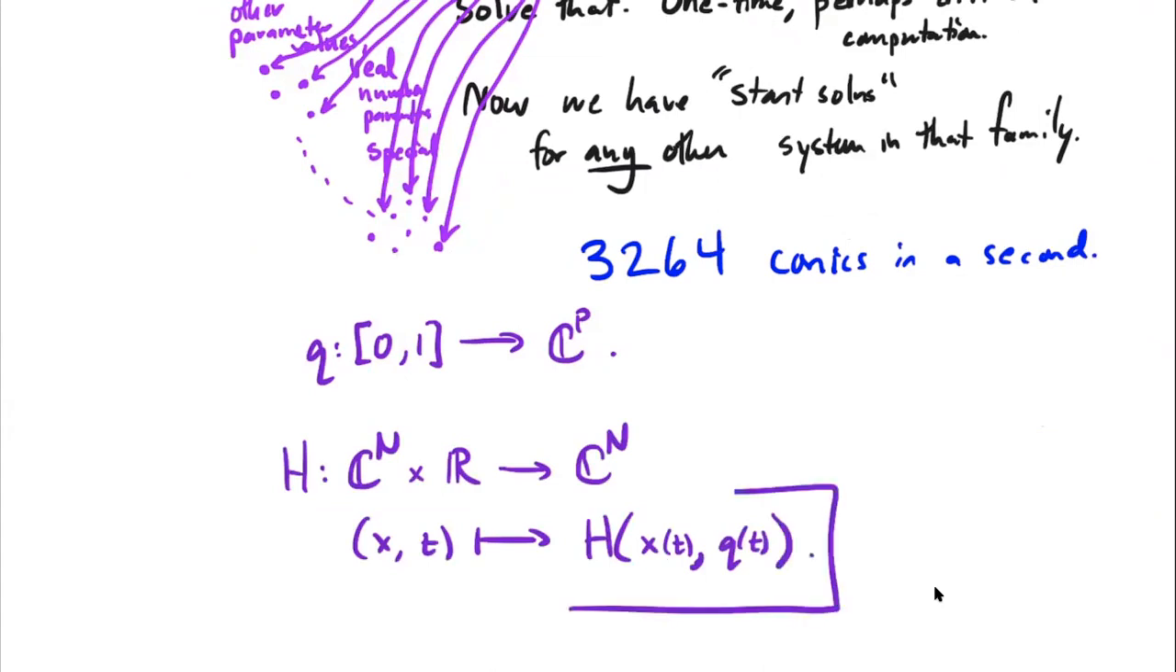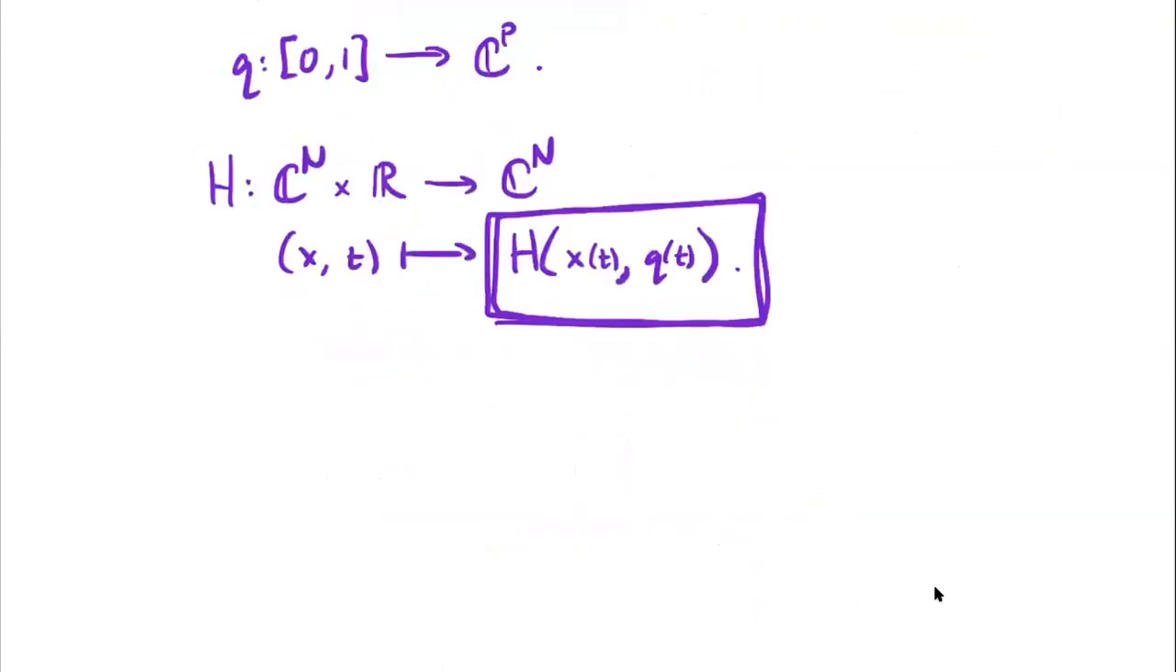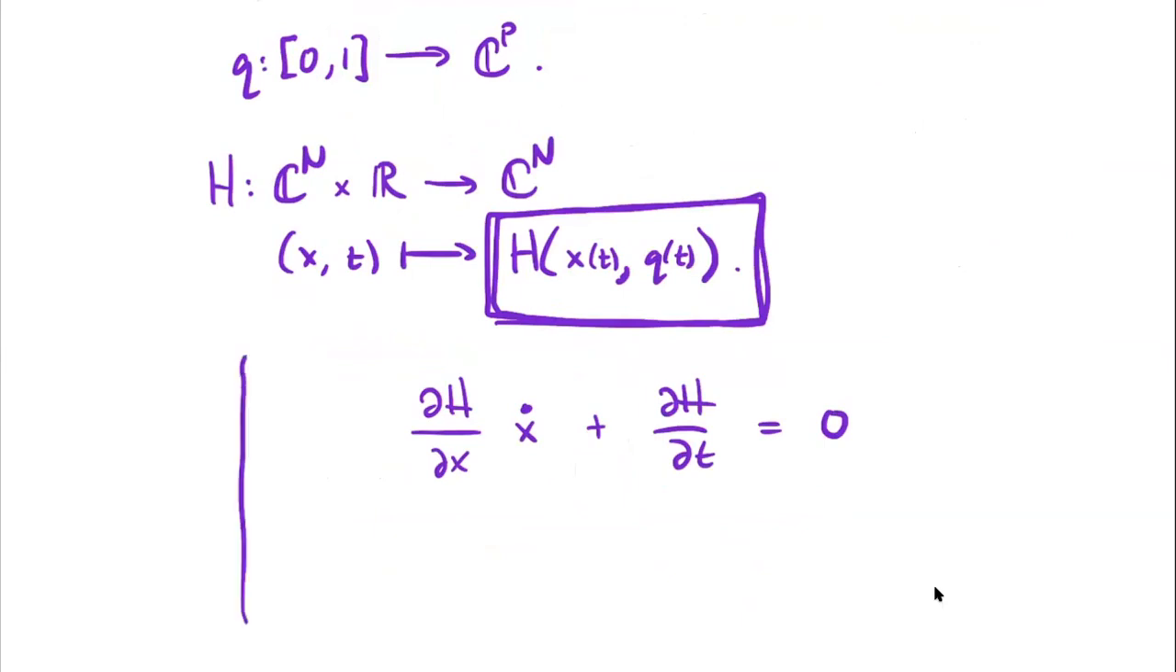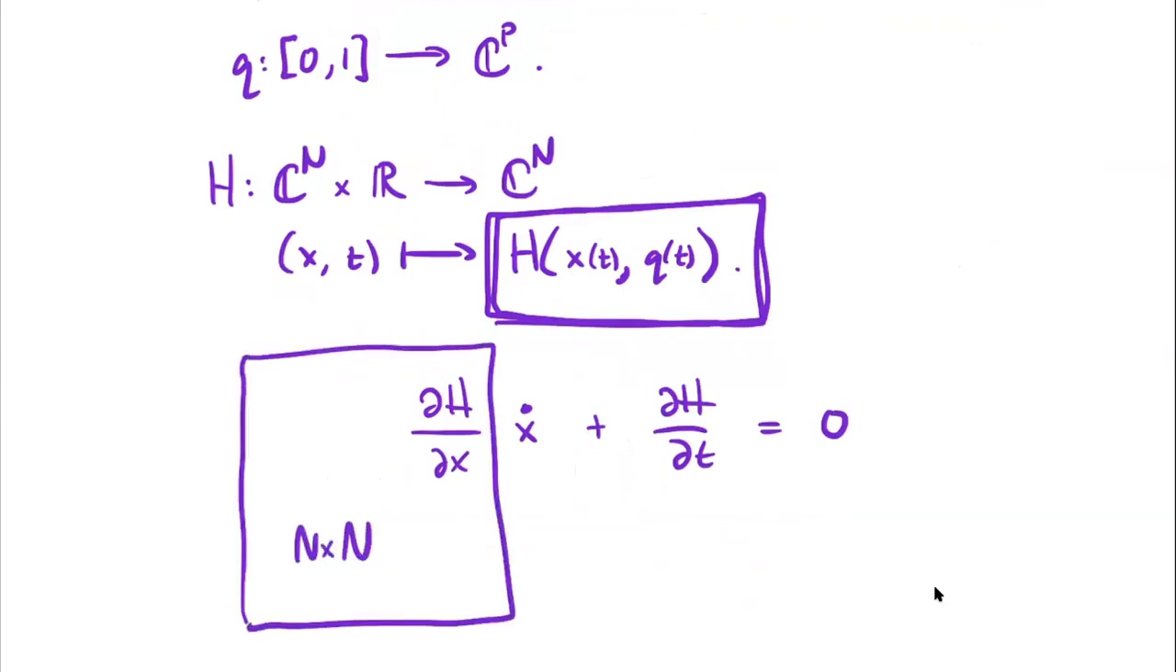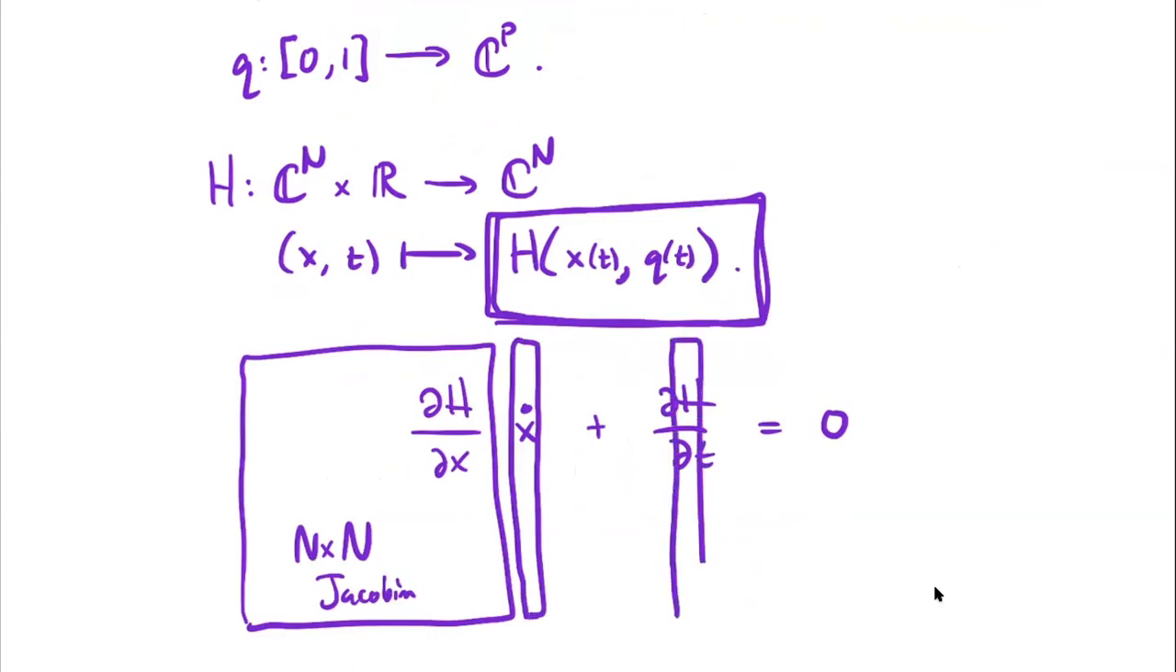And so now we just use our original methods on this homotopy, and everything works identically. In other words, differentiate this with respect to time, we get 0. So that means that dH/dx times x dot plus dH/dt equals 0. In this case where we have n variables, this is an n by n Jacobian. This is our unknown column vector. And this is a known n by 1 vector.